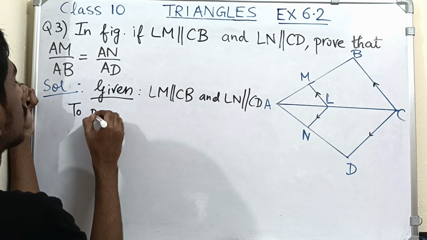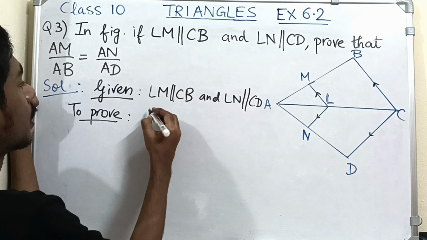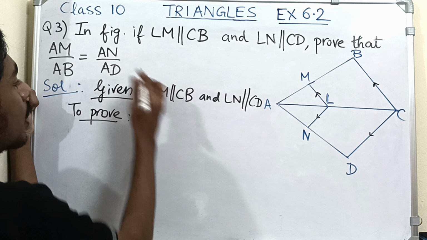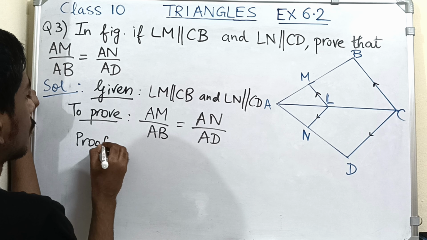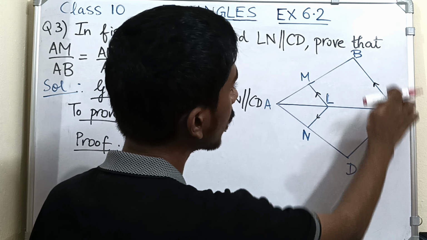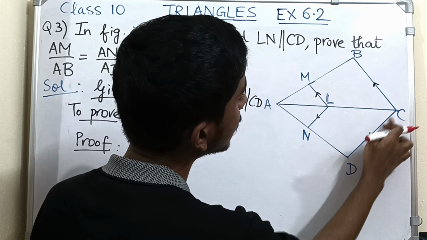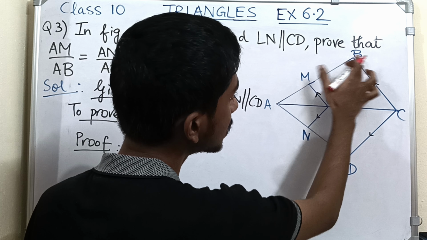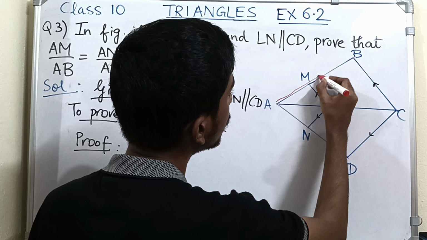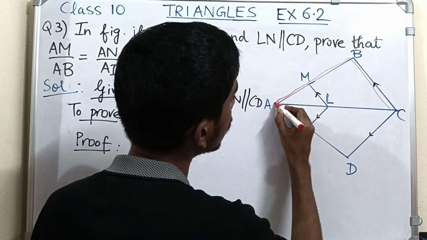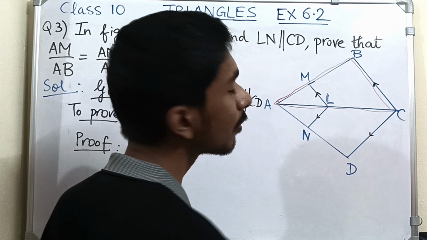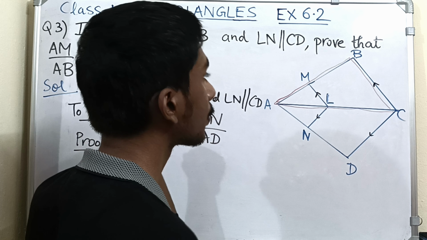What we have to prove? We have to prove AM over AB is equal to AN over AD. Now we can start the proof. Now you see this figure carefully. There are two triangles, triangle ABC and triangle ACD. So I will take this triangle ABC. In this triangle I will apply basic proportionality theorem.